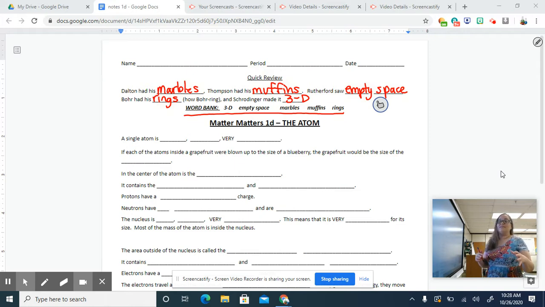Bohr said that all of the electrons traveled in rings, and he was right about there being energy levels, but they aren't in these perfectly concentric rings like he had, because we know that Schrödinger told us, nope, that whole atom is three-dimensional. It's not a fried egg. It's round and 3D. All right, so what do we know about the atom?